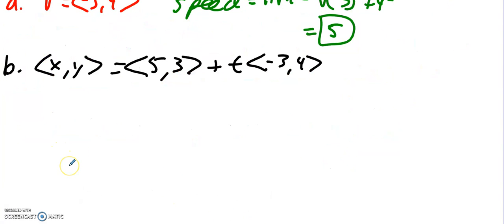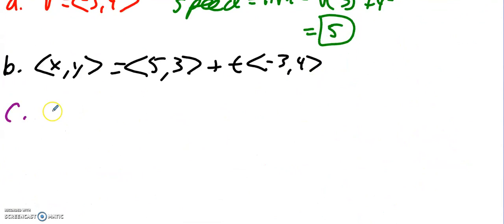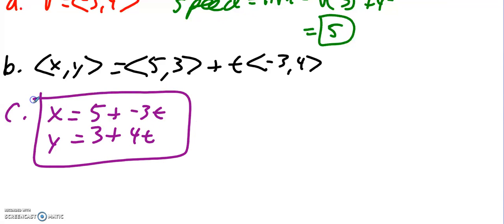So what about part C? For part C, we wanted to write the vector equation as a set of parametric equations. So I can say x equals 5 plus negative 3t, and y equals 3 plus 4t. There you go. That's my parametric equations. Any questions?